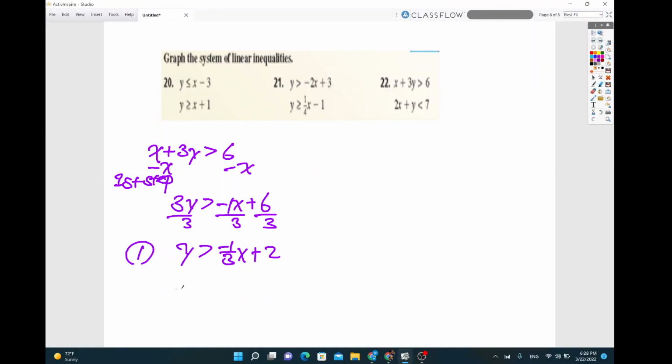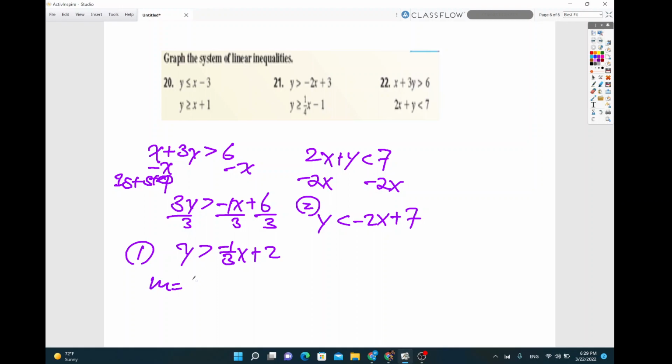And what about the second inequality? Basically we want to do the same thing: isolate y by itself. So 2x plus y is less than 7. This one is a whole lot easier compared to the previous one. We can just subtract 2x on both sides, so we got y is less than negative 2x plus 7. That would be the second inequality.